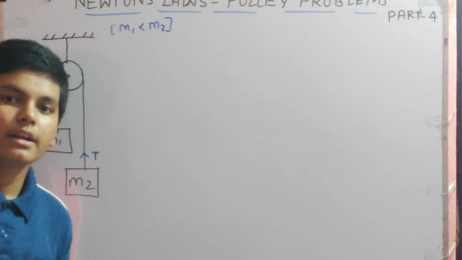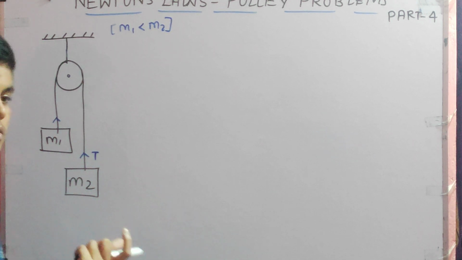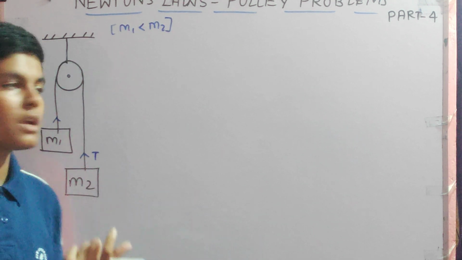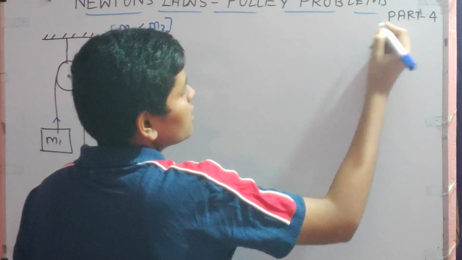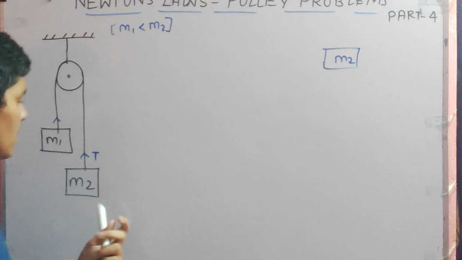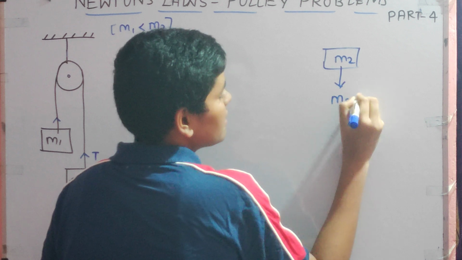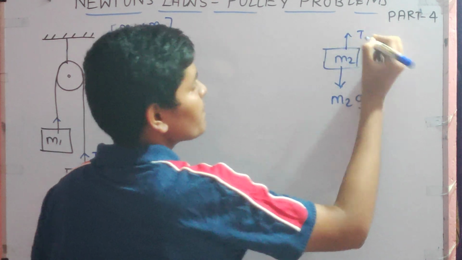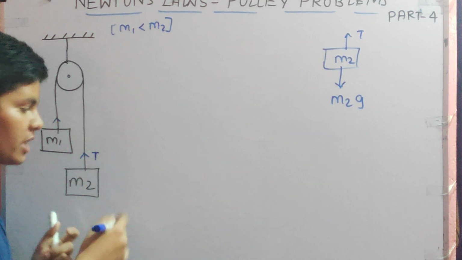Now for individual blocks, we have to take the frame of reference, or the center of mass, or you can say the point of reference. So we take this and we draw the free body diagram. Assume this is the mass M2. Now what is acting downwards? M2g is acting downwards and tension T is acting upwards. If this M2 block is heavier than M1 block, then the acceleration will be downward.